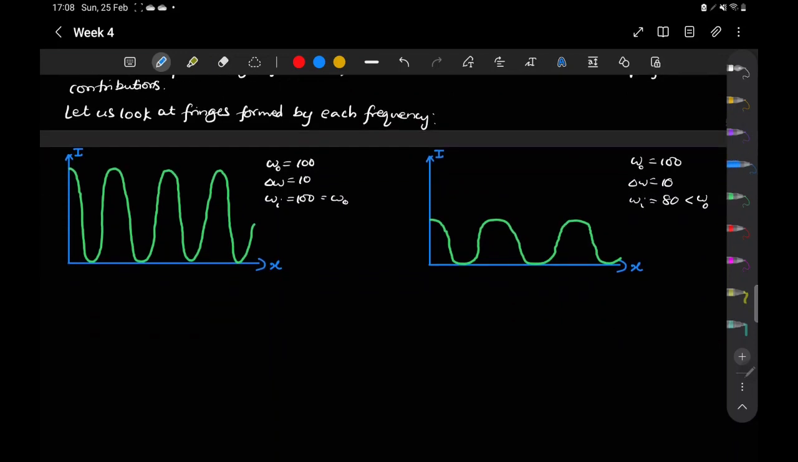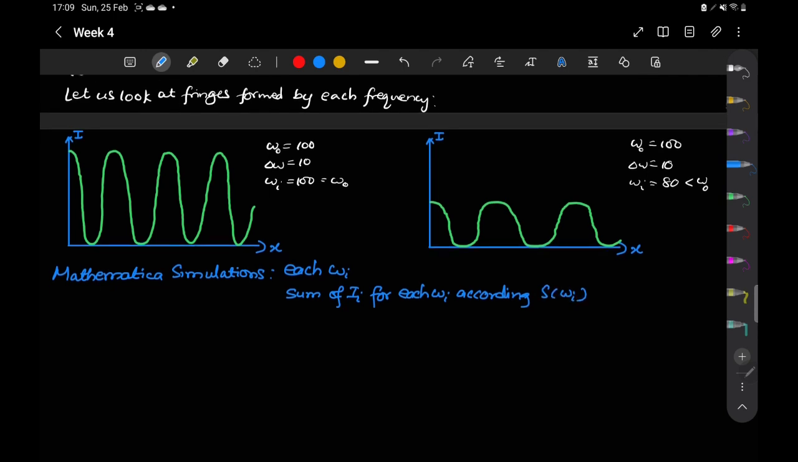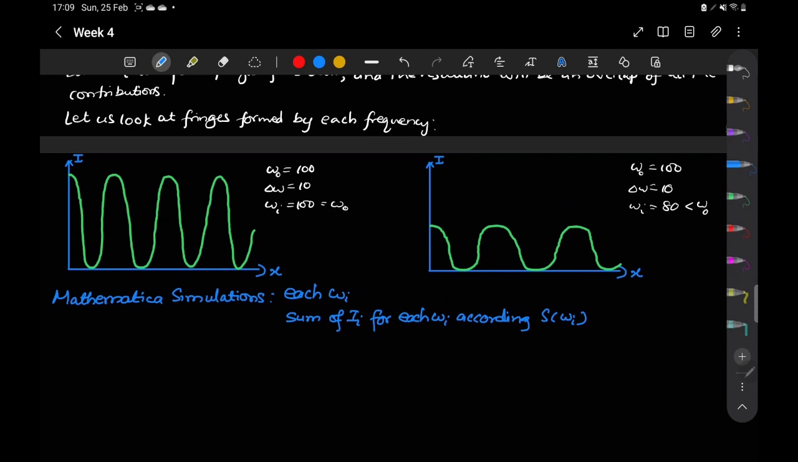Now we will look at the Mathematica simulations for the same. And what we will do in Mathematica simulations is, after we look at the individual frequencies for each omega i, we will then add them up. We will add all the intensities according to S(omega), the spectral density, and then we will see some pattern. So let us go to the Mathematica window and try to see the simulations.